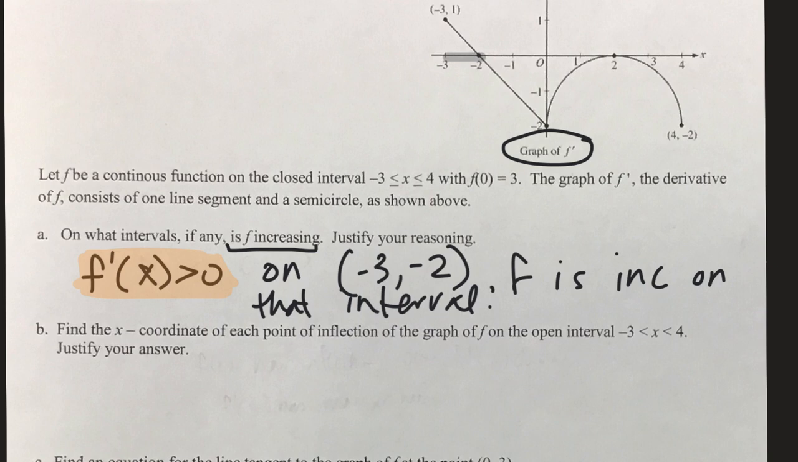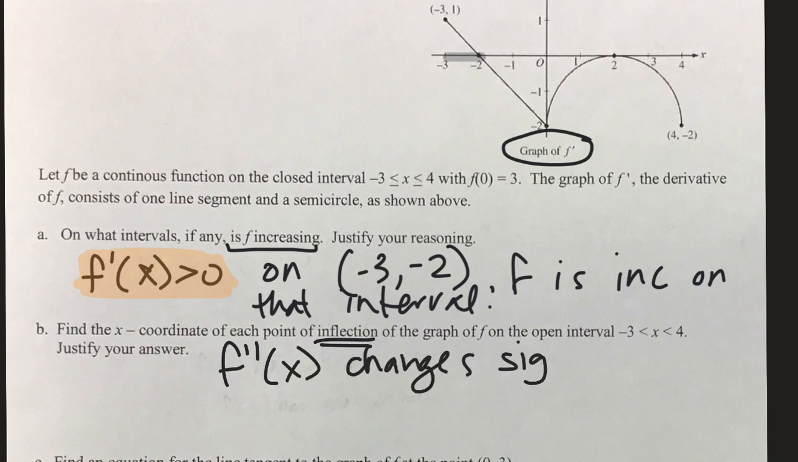Points of inflection means that your second derivative changes signs. When your second derivative changes signs from positive to negative, that is when we're going to have a point of inflection. So we don't have the graph of the second derivative at all, do we? We have the graph of f prime, the first derivative. So we need to figure out where there is a max or a min. Wait, is this supposed to be f double prime?